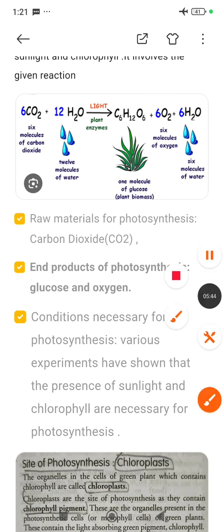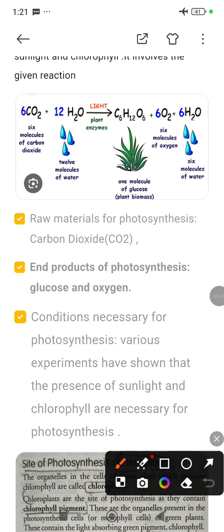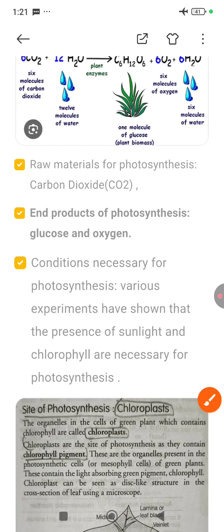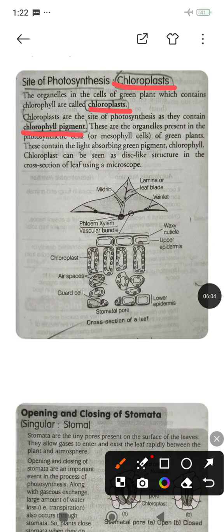So what is the necessary condition for photosynthesis? The necessary conditions for photosynthesis are sunlight and chlorophyll. Chlorophyll traps the solar energy, which is very much essential for the photosynthesis process. Now the site of photosynthesis, that means where photosynthesis takes place. Photosynthesis takes place in the chloroplast.